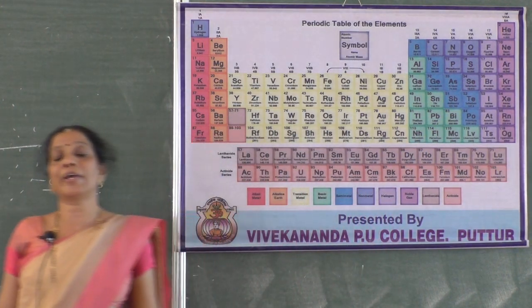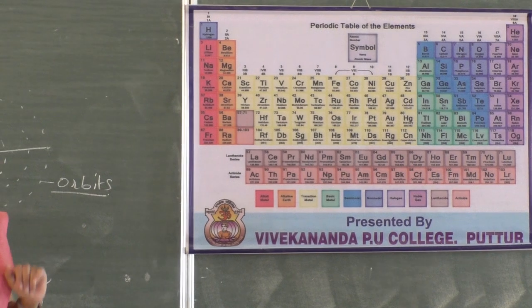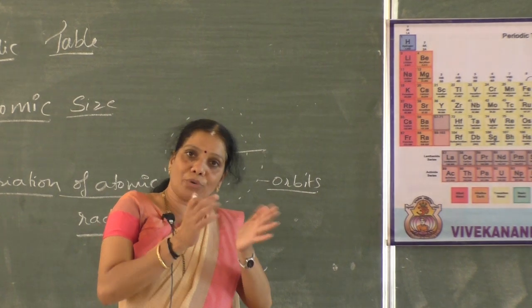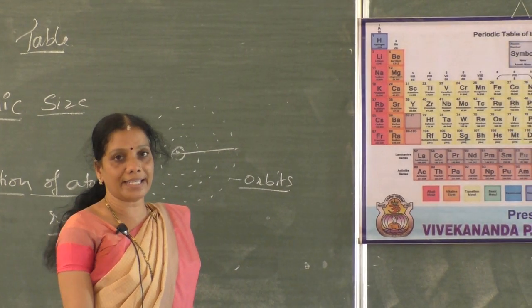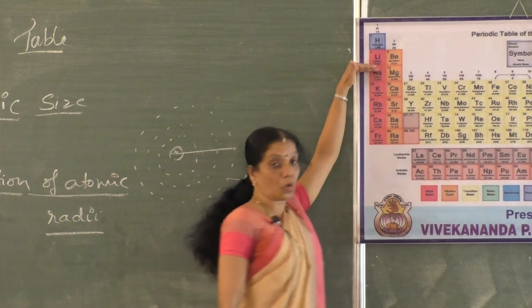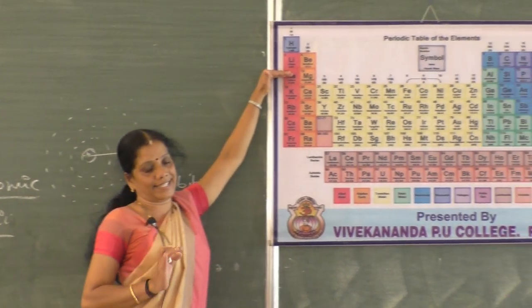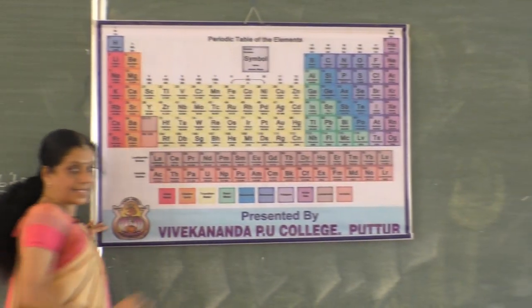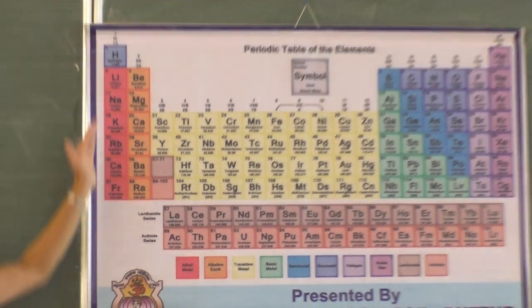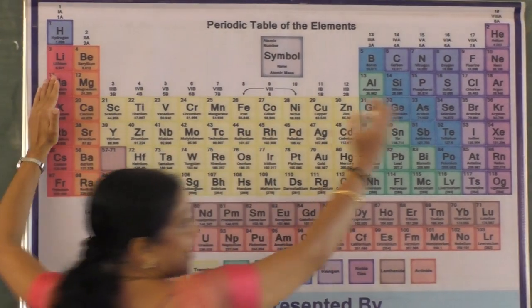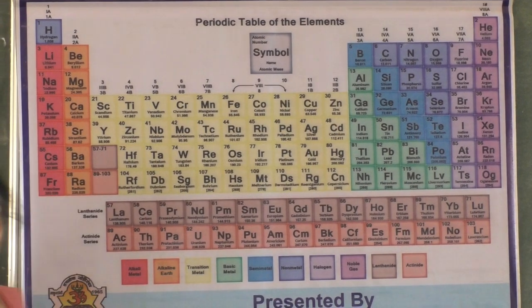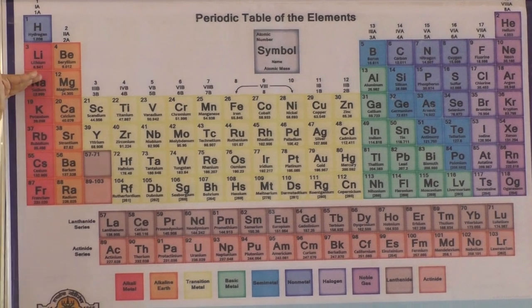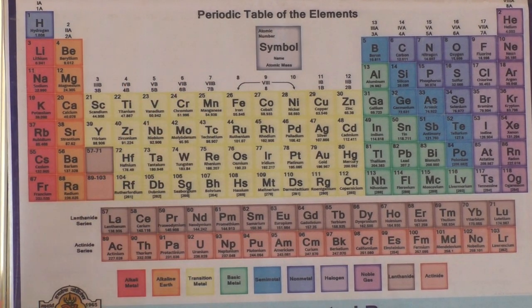Is the atomic radii of all these elements similar? No. Atomic radii vary along the period from left to right. How does it vary? Listen here. The atomic radii always decrease as we move from the left side to the right side of a particular period. The atomic radii always decrease as we move from left to right direction of a particular period.